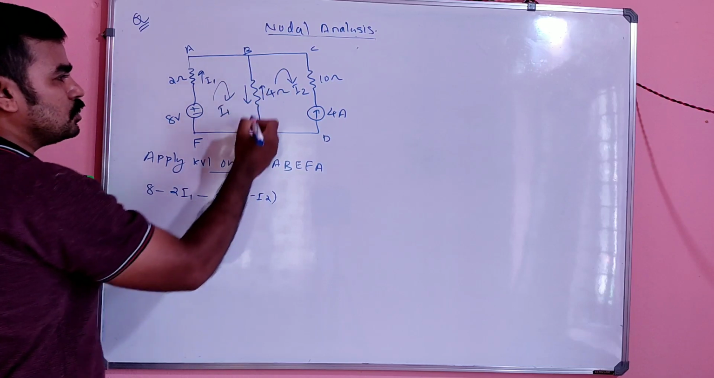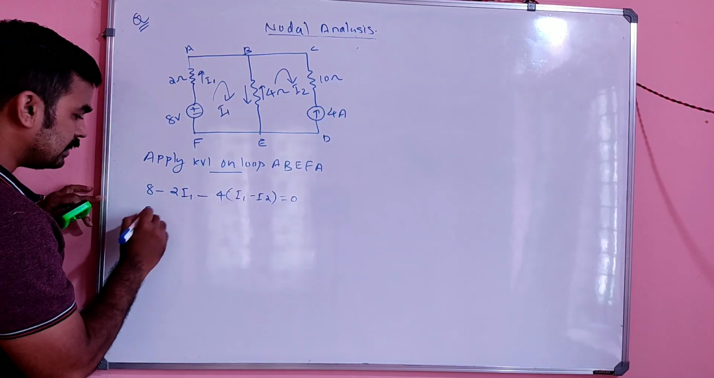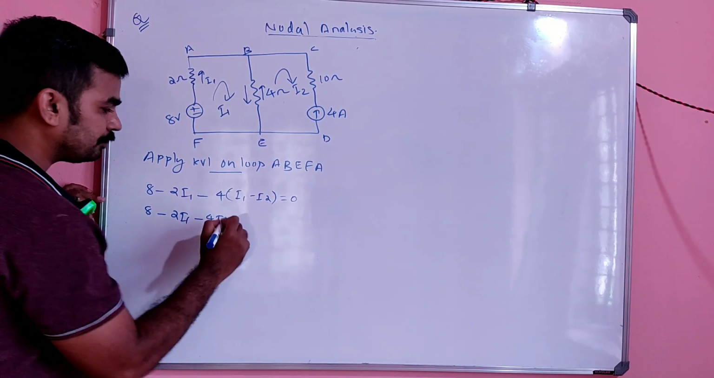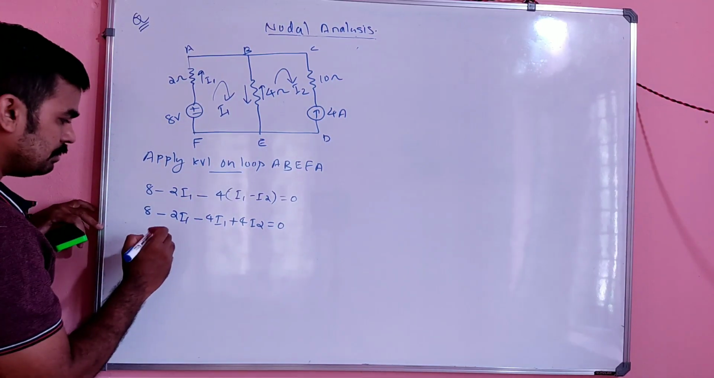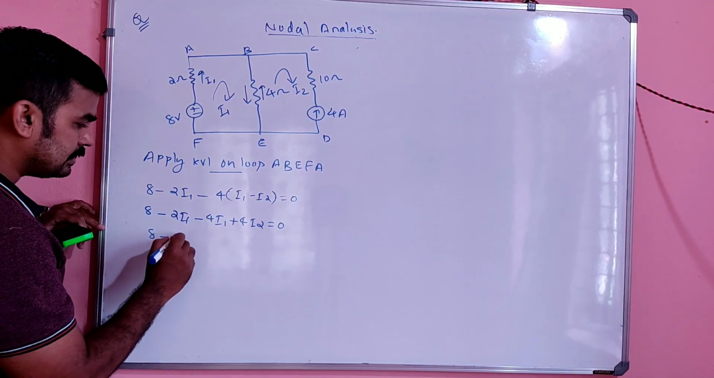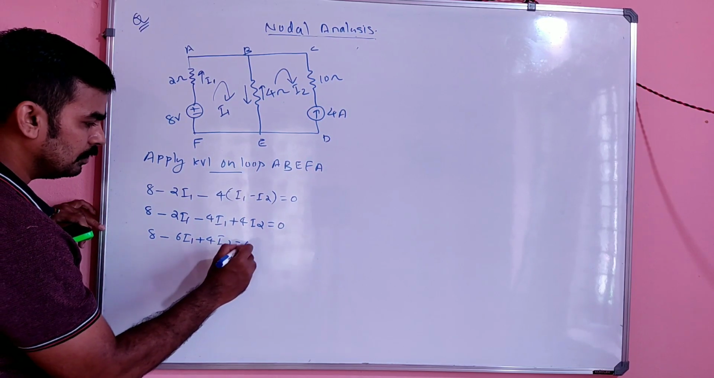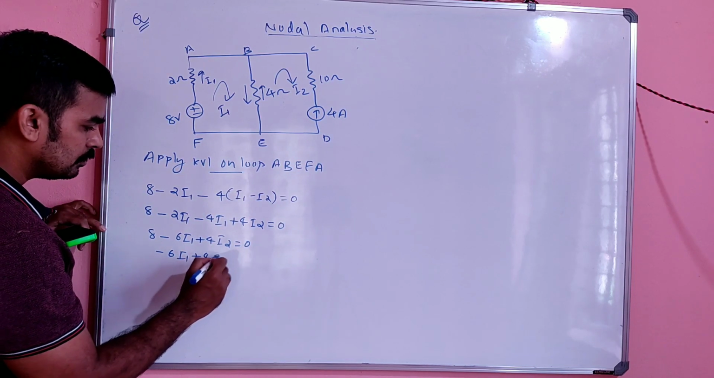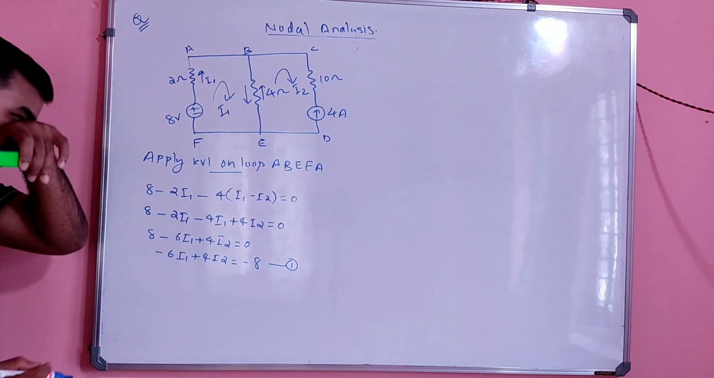There is no other element, so this will be equal to 0. In other words, 8 minus 2I1 minus 4I1 plus 4I2 equals 0, or simply 8 minus 6I1 plus 4I2 equals 0, or minus 6I1 plus 4I2 equals minus 8. Let this be equation number 1.